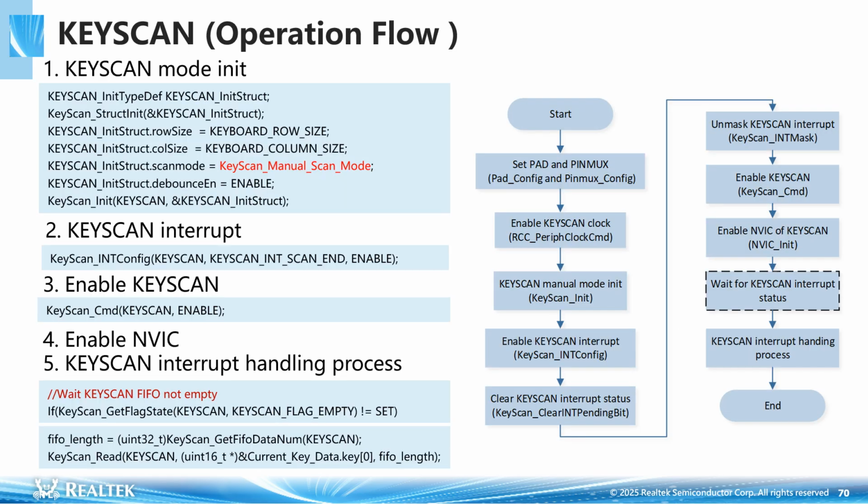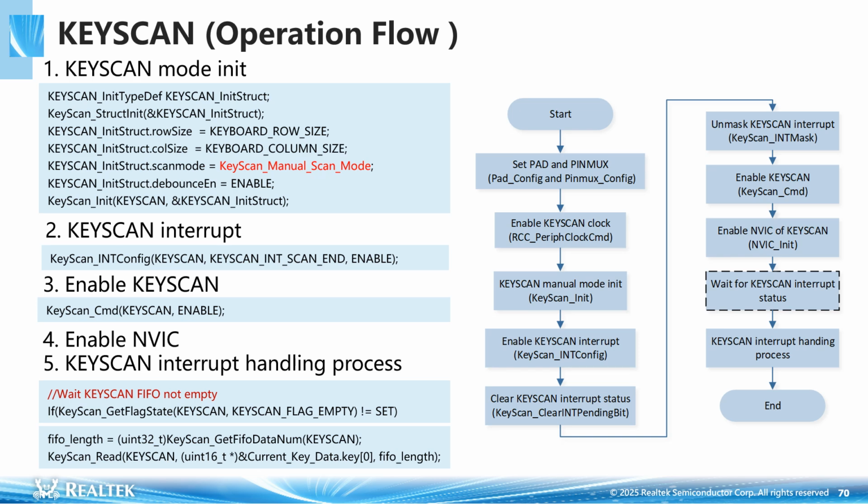The initialization and configuration process for the KEYSCAN is as follows. Step 1. Enable the clock signal for the KEYSCAN. Step 2. Configure the pad and PINMUX. Step 3. Initialize the KEYSCAN structure. Step 4. Specify the number of rows and columns to be scanned.